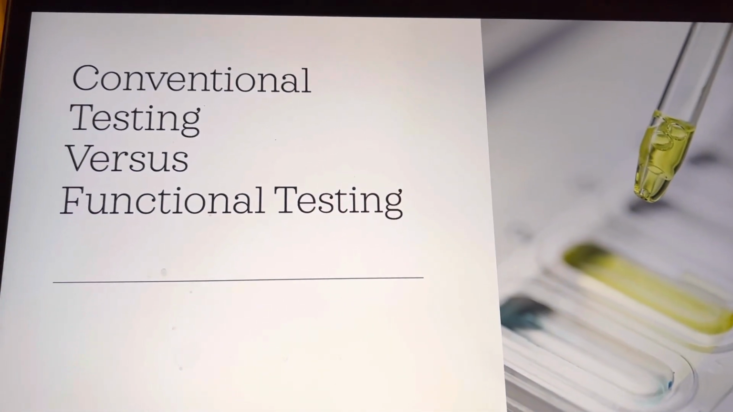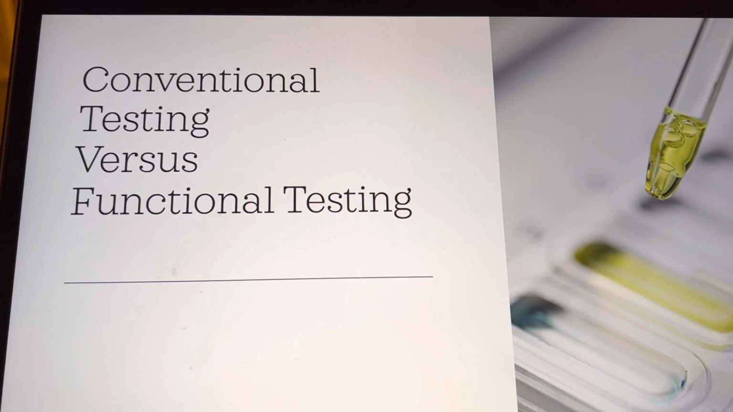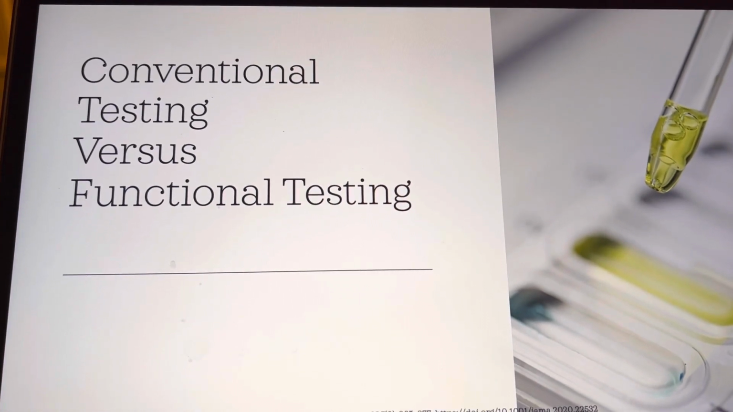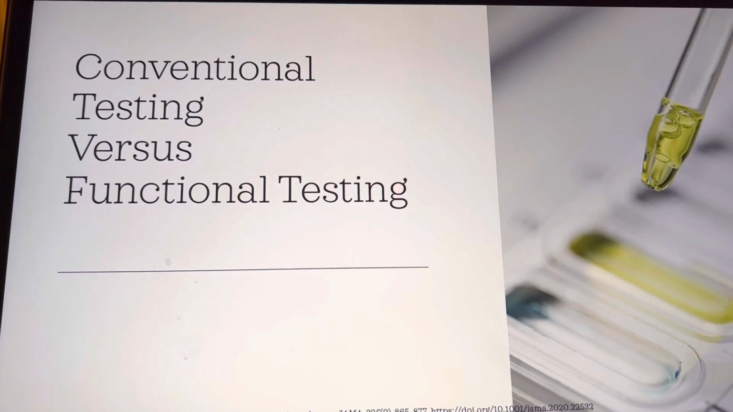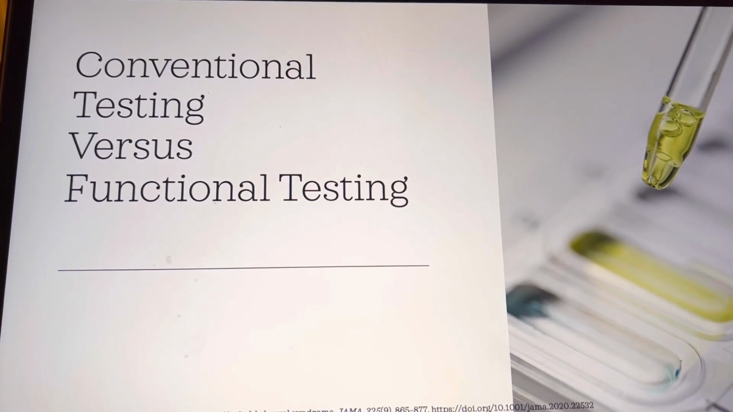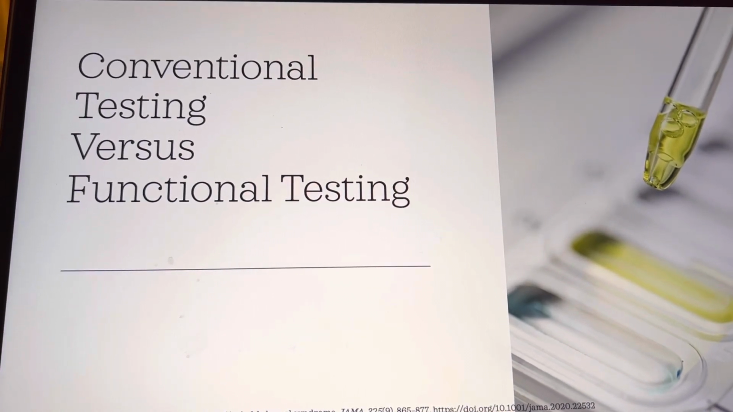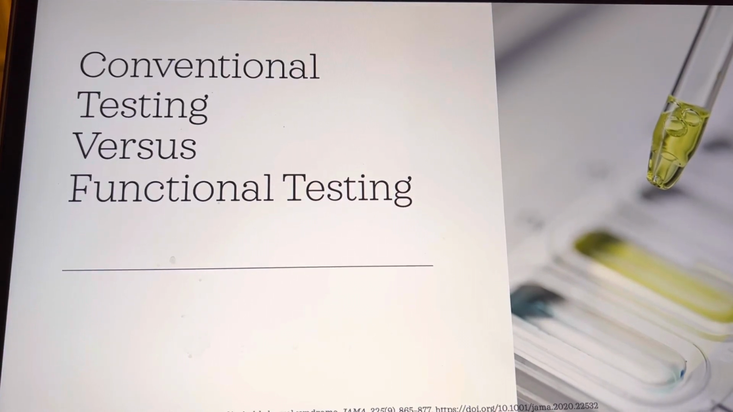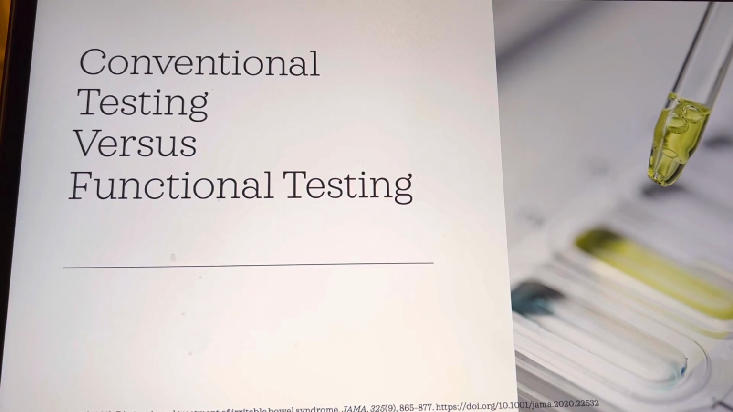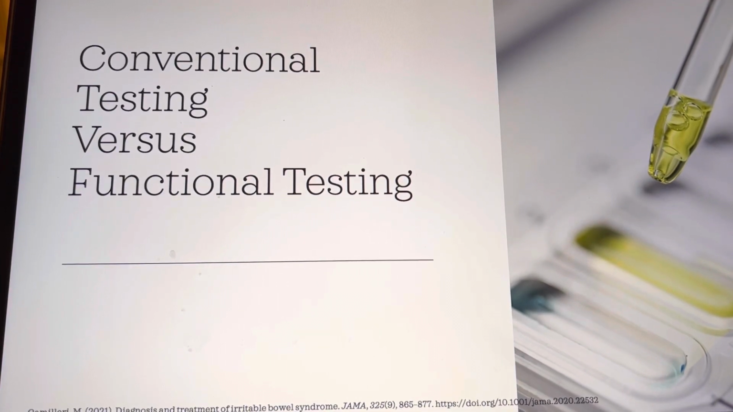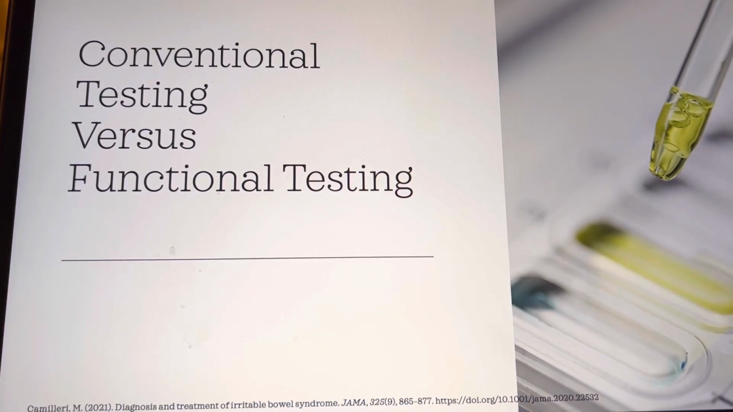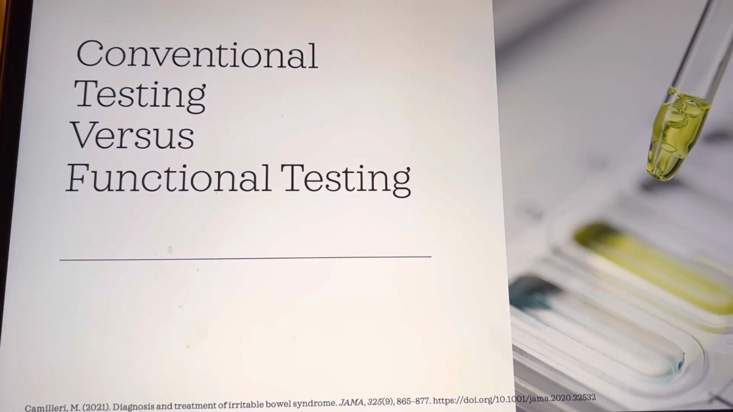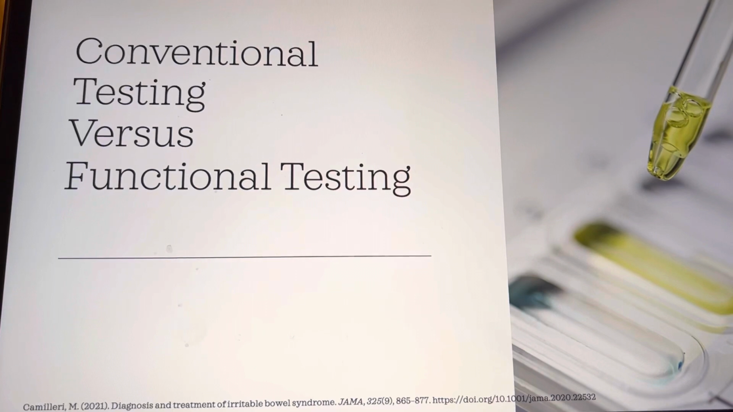When conventional testing versus functional medicine testing is looked at, it's agreed that there's no single test that determines and diagnoses a person with IBS. Conventional medicine states, again, that there's no specific or single diagnosis for irritable bowel syndrome, but tests to exclude organic disease such as colon cancer, inflammatory bowel disease, or celiac disease are recommended according to guidelines for screening for colon cancer or the presence of alarm features such as weight loss or rectal bleeding.